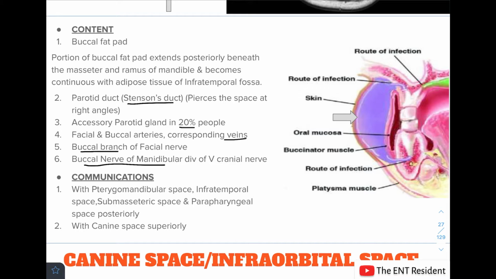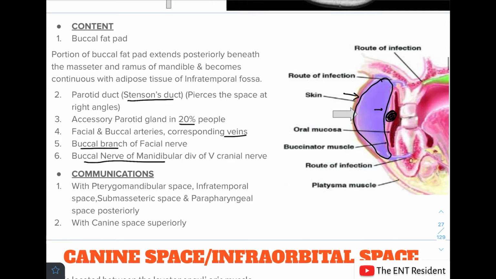So this here you can see, this is the buccinator muscle, and you can see how it lies superficial to the buccinator muscle, but it lies deep to the skin and the platysma. This whole space is the buccinator space. So this is about the buccinator space.